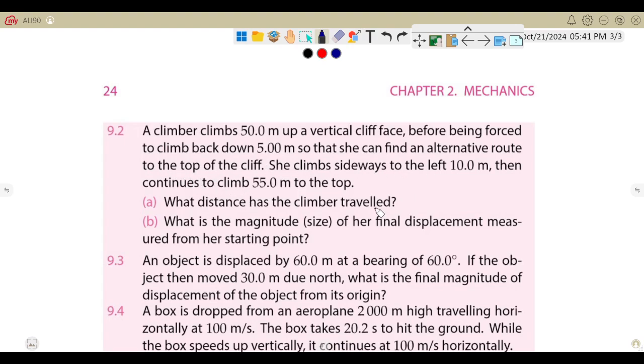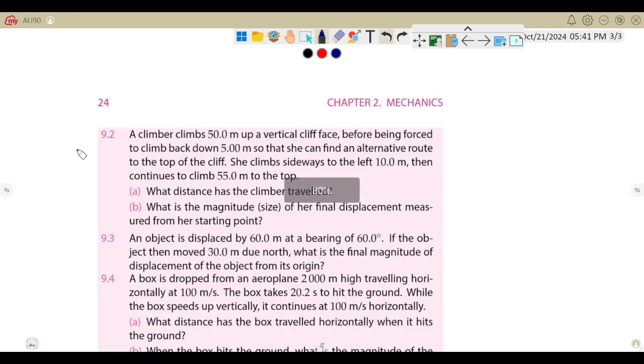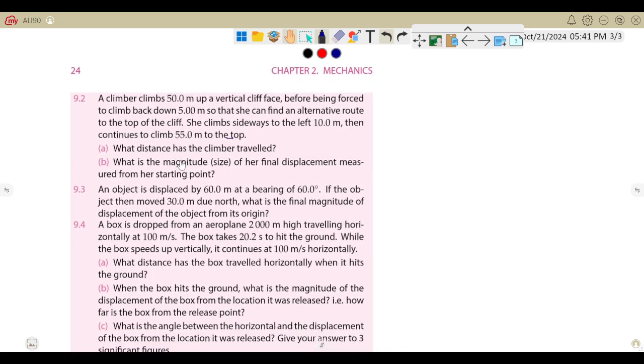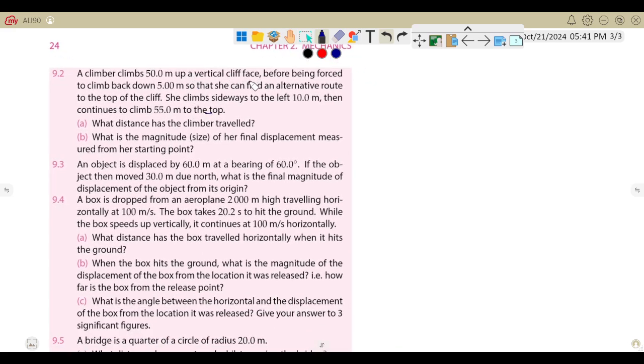Now, we have this situation here. A climber climbs 50 meters up a vertical cliff face before being forced to climb back down 5 meters so that she can find an alternative route to the top of the cliff. So she climbs sideways to the left 2 meters, then continues to climb 55 meters to the top. The question A is what distance has the climber traveled?